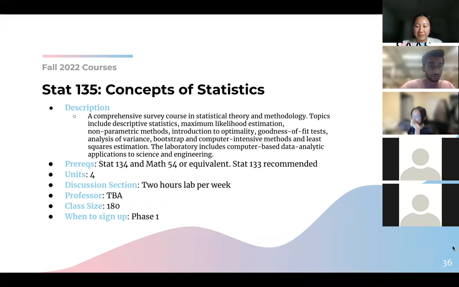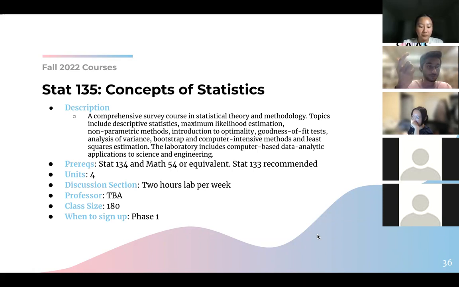So just some topics that they go over in Stat 135 include descriptive statistics, maximum likelihood estimation, non-parametric methods, introduction to optimality, goodness of fit tests, analysis of variance, bootstrap, computer intensive methods, and least squares estimation. So as you can see, it covers a wide range of statistical theory topics. And just from my experience applying to grad school for data science or stats, taking a class like Stat 135 is basically required. So if you're interested in that, you kind of have to take Stat 135.